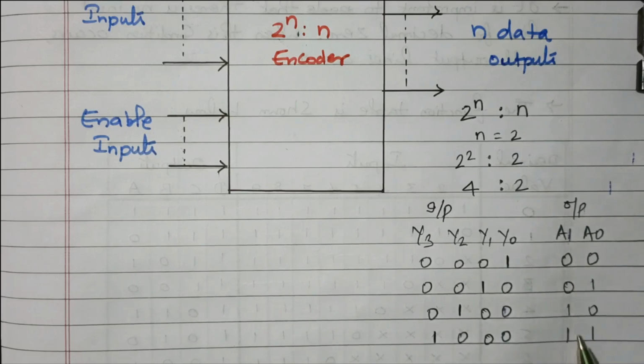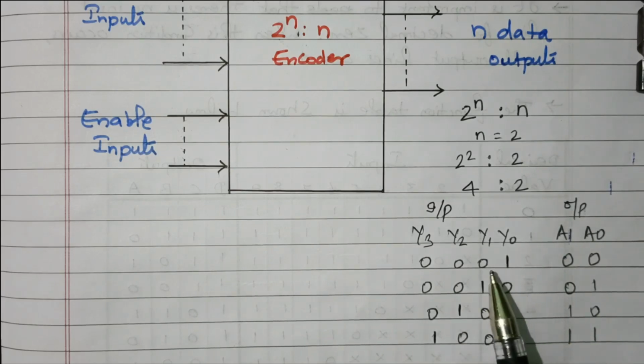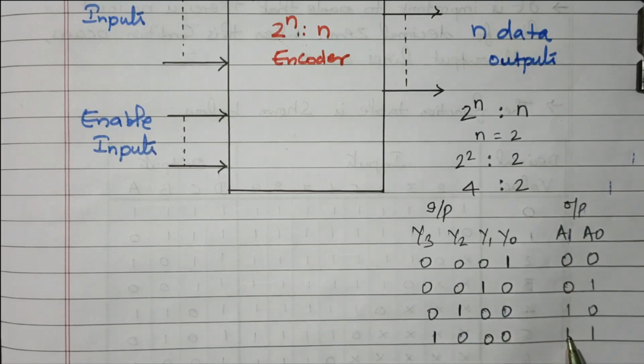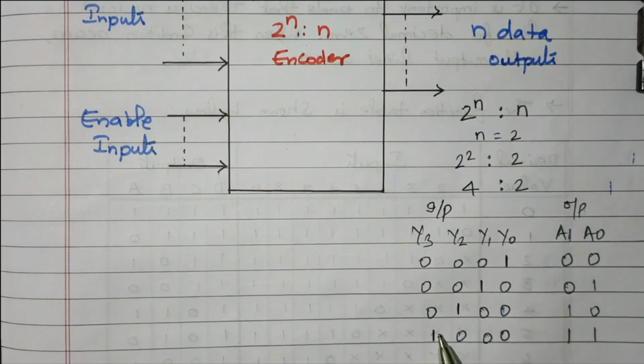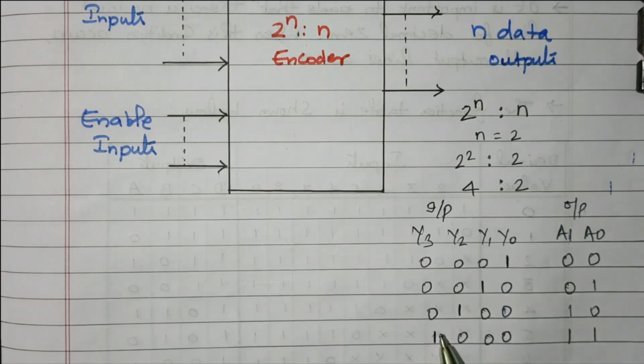So we are getting all 4 possible outputs, 2 digits, based on these 4 values: y0, y1, y2 and y3. From this we can develop the logical expression that can be implemented with logic gates. For example, for a1, which inputs are high? y2 and y3. So a1 is nothing but y2 plus y3. y2 plus y3 means we need one OR gate. y2 and y3 will be added, so that we'll get the a1 output.